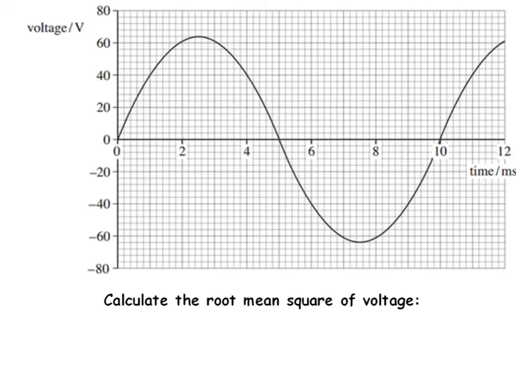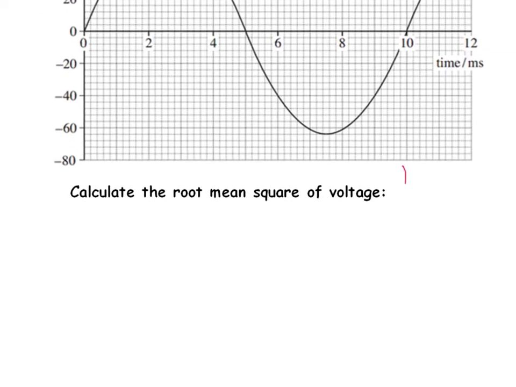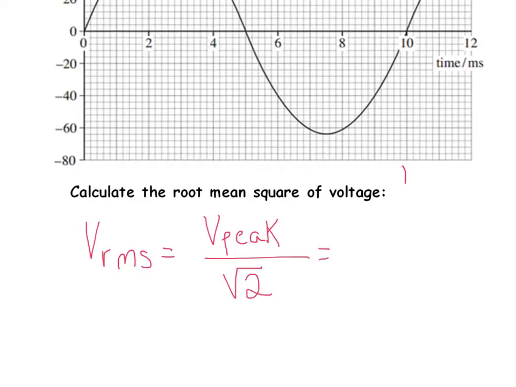The next question asks you to calculate the root mean square of the voltage. So I'm going to need you to remember your equations. The V RMS is equal to the V peak divided by root 2, which in this case is equal to 64 divided by root 2, which equals 45.3. The unit is volts there.